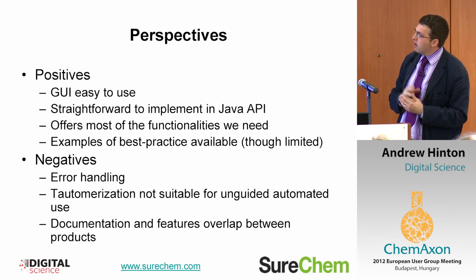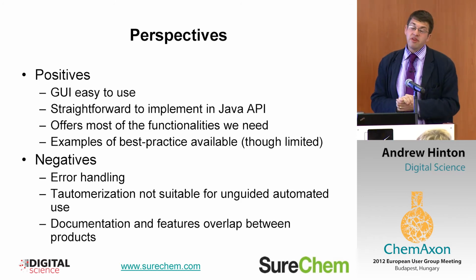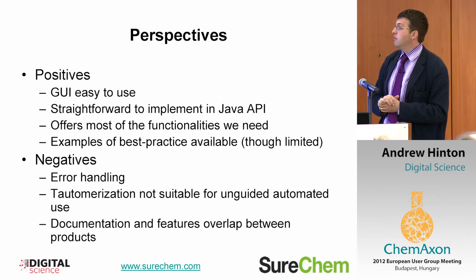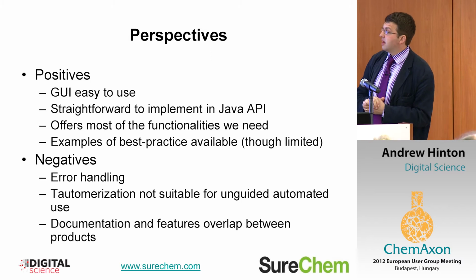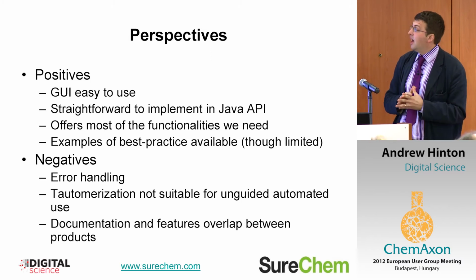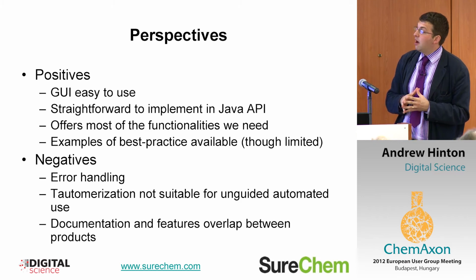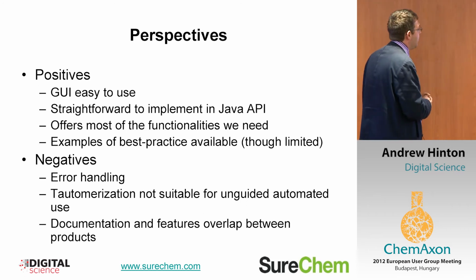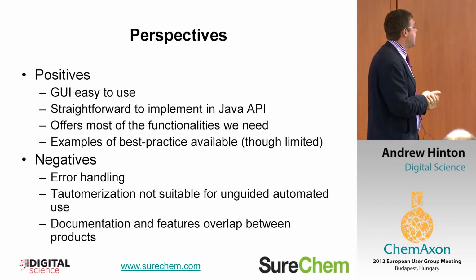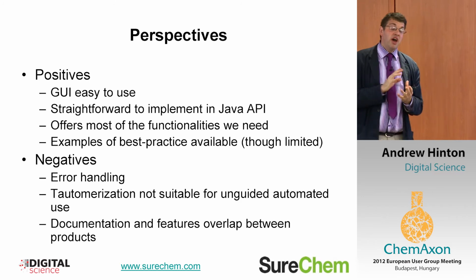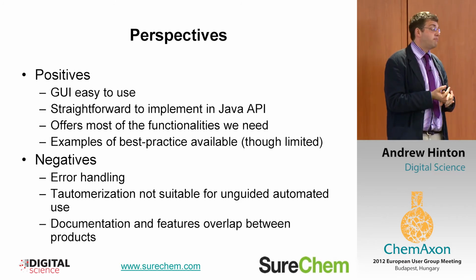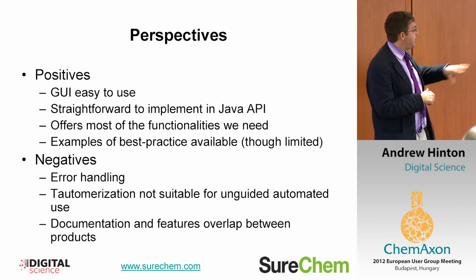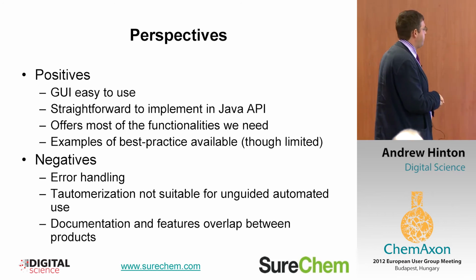the positives: we found the GUI was really easy to use, and that was translated when we came to implement the routine that we had developed at a Java API level. The two products provide most of the functionality that we required, and there were enough, if limited, examples of best practice available on the ChemAxon website to guide us. Some of the negatives were such as error handling.